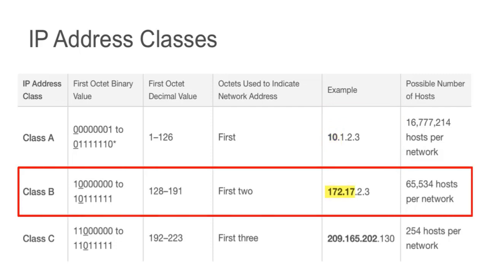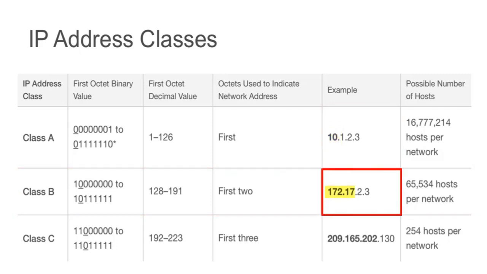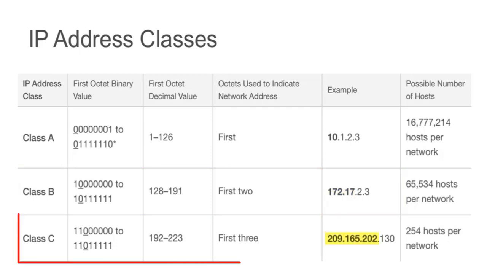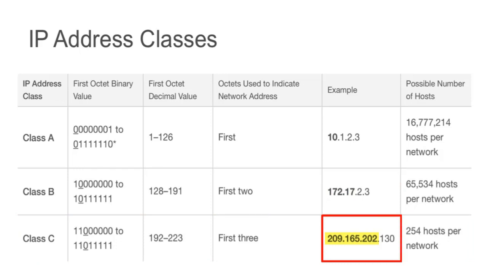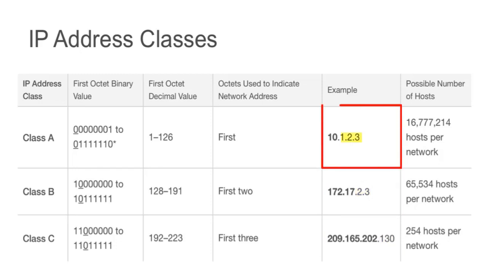In a Class B address space with the address 172.17.2.3, 172.17 would be the network. And in a Class C address space, the first 3 octets, 209.165.202, would be the network address. This leaves the last octet, which is 130 in that Class C address space, as being the host address. In the Class B address space, in our example, the 2.3 would be the host. And in a Class A address space, as with our example, the 1.2.3 portion would be the host.